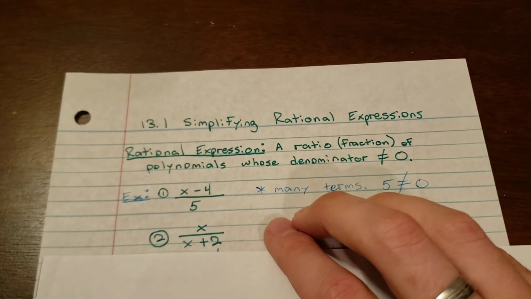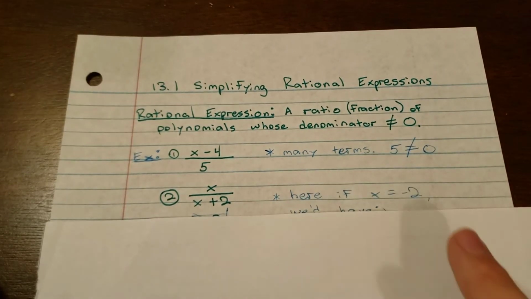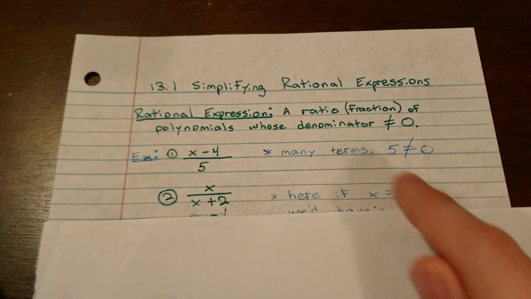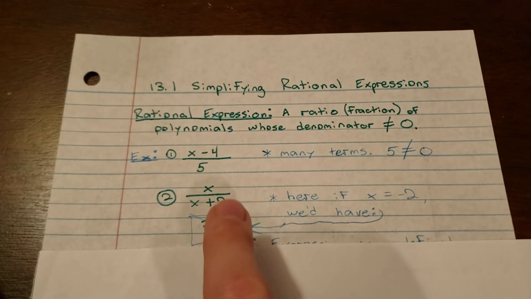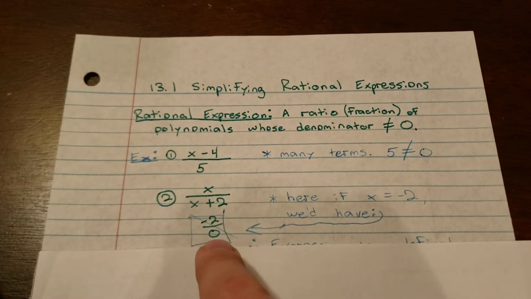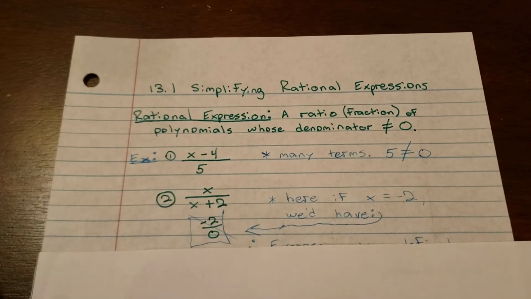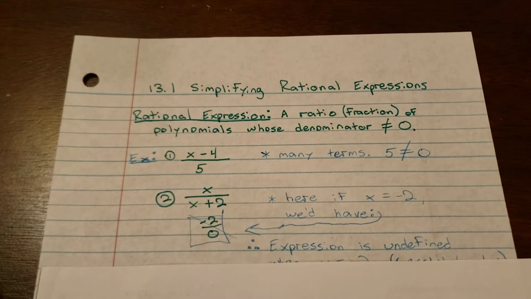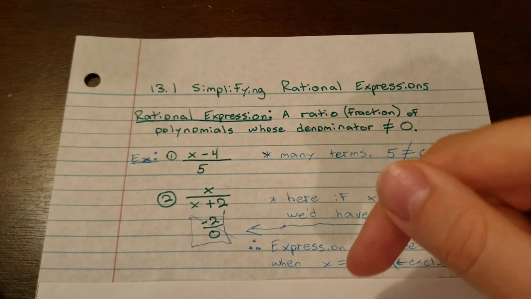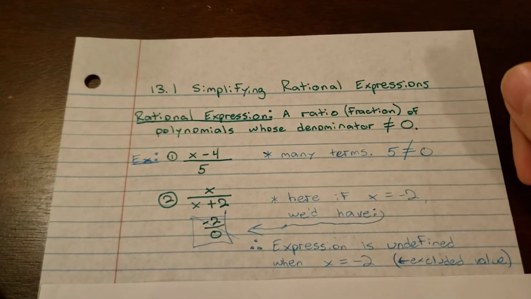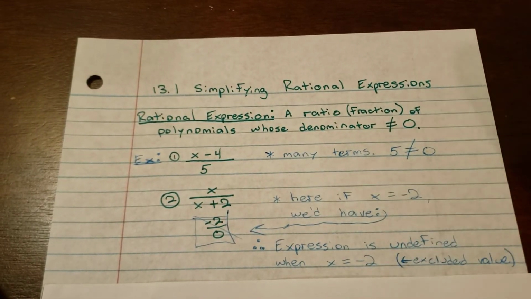This next one, however, is not. Let's say our x equals -2. If we plug in -2 for both of our x values, we'd have -2, and then -2 plus 2 is 0. Well, you can't divide anything by 0. So therefore, we call this expression undefined when x equals -2. -2 in this case is an excluded value. And you would see this expression, but you would see x cannot equal -2.